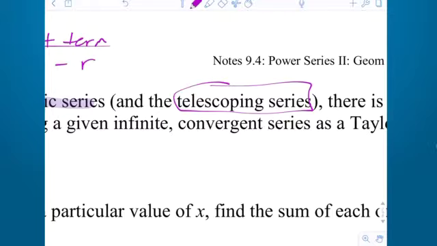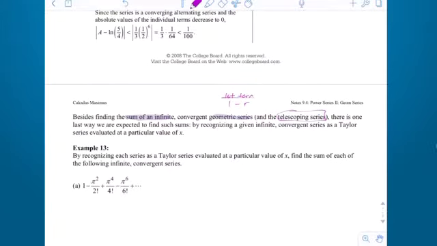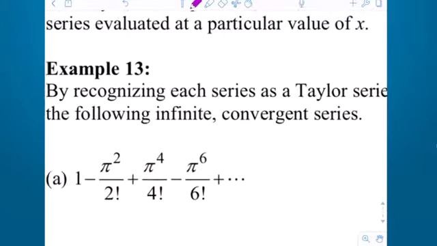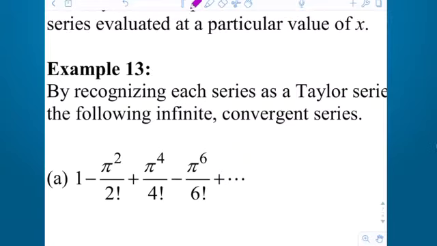The last way on the AP exam that you're expected to find true exact values, and not approximations, of infinite series is when they are any one of the 3 series or 4 series, really, that you memorize evaluated at an x. So remember, we memorize sine, we memorize cosine, we memorize e to the x, and we memorize 1 over 1 minus x. Any of those could be evaluated at a specific value of x. So that's what example 13 is about.